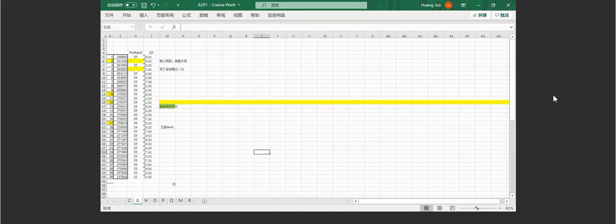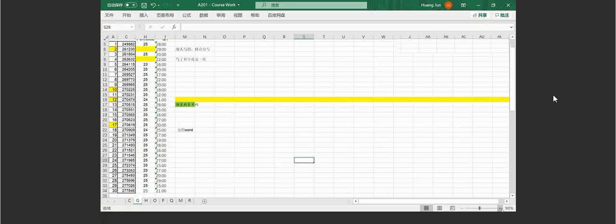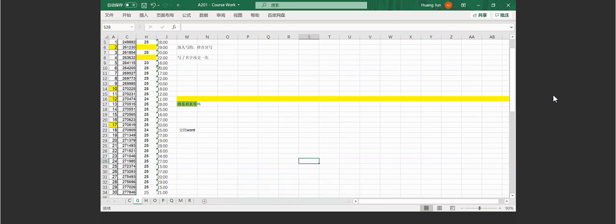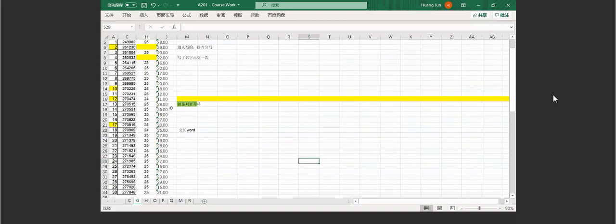Okay, these are the students from our class. Then the number of attendance, metric number, and portfolio 2 is for 写汉字. This one is for 字. Then Q1 is for quiz 1. So check your marks. Character writing, the full mark is 25. Quiz 1, the full mark is 30.